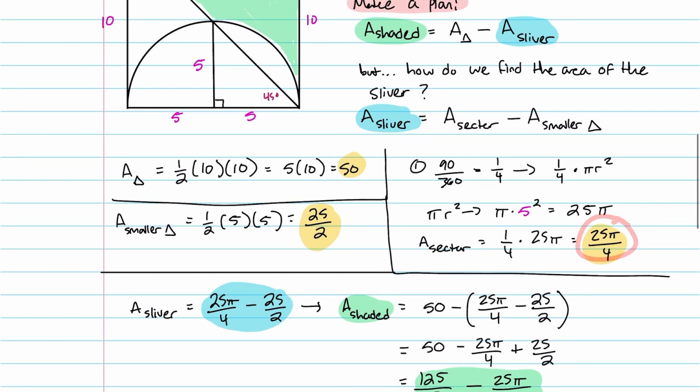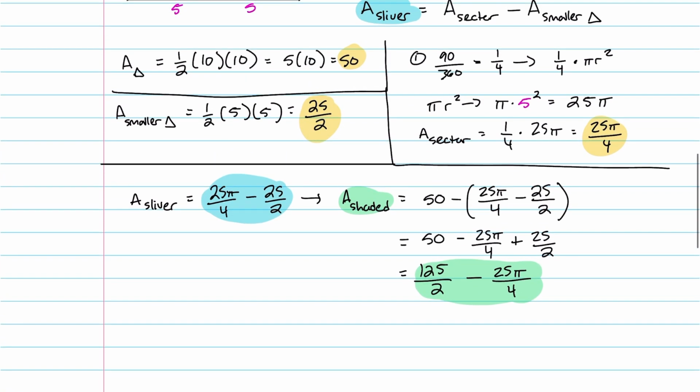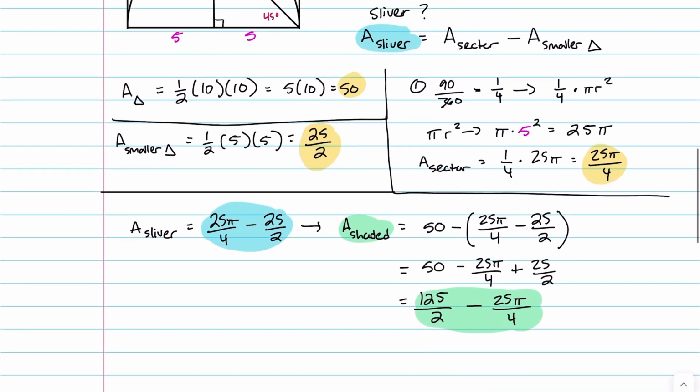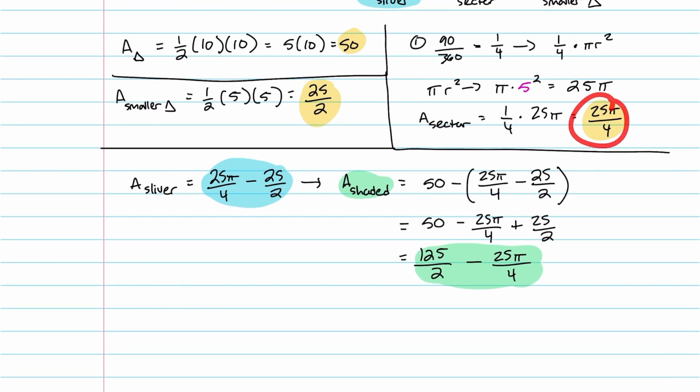So same thing with the area of the smaller triangle being this. 5 times 5 divided by 2 is 25 halves. And so then I have all the pieces I need to figure this part out. So the area of the sliver, like we said, was going to be the area of the sector minus the smaller triangle. So the area of the sector was 25 pi over 4. The smaller triangle is 25 halves. And so we end up with this as our sliver. I want it in exact form, so I'm going to leave that alone because there's nothing else I can really do to simplify. So then I move on to the area of the shaded region.